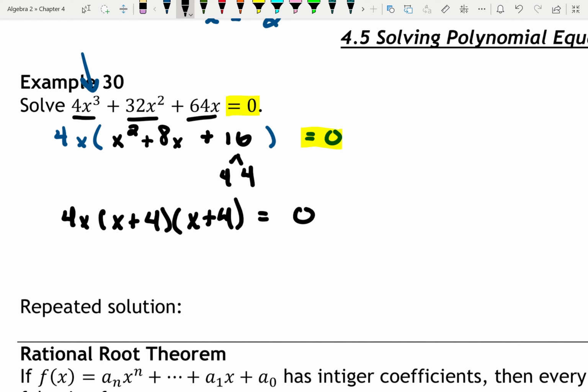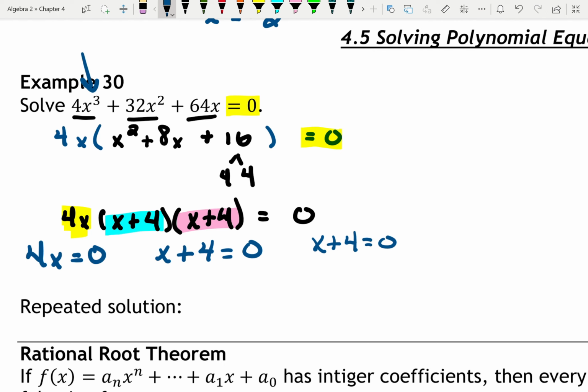Now I'm going to use the zero product property, and we've used that before. Whenever we used it before, we normally only had two sets of parentheses. But now we have two sets of parentheses and the 4x. So we have the 4x, then we have the x plus 4, and then we also have the other x plus 4. So we're going to write those separately here. We have 4x equals 0, the x plus 4 equals 0, and then the second x plus 4 equals 0. Now we solve these three equations separately. We get x equals 0, x equals negative 4, and another x equals negative 4.